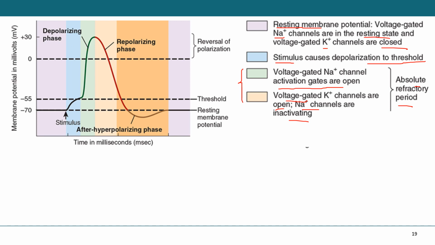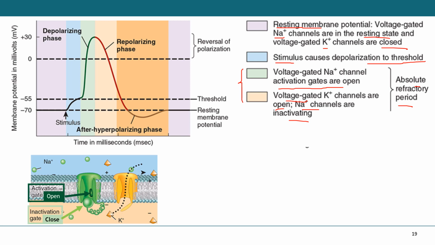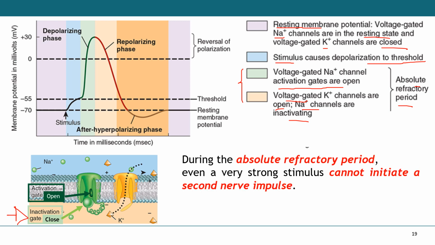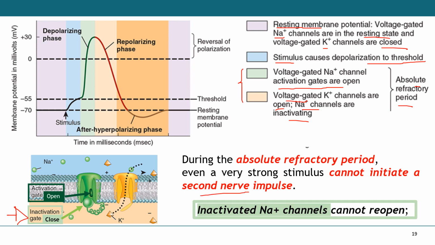So when you go and look at the voltage gated channels, you find that the inactivated gates are closed, and they cannot reopen in that place. So you cannot initiate a second nerve pulse. It seems that is because these inactivated gates cannot open.